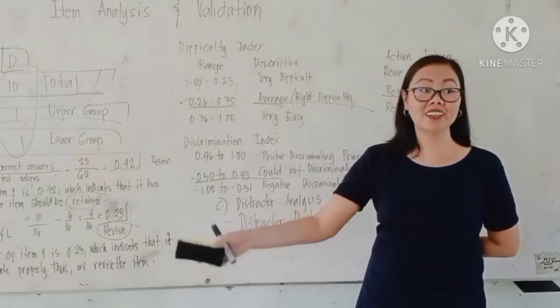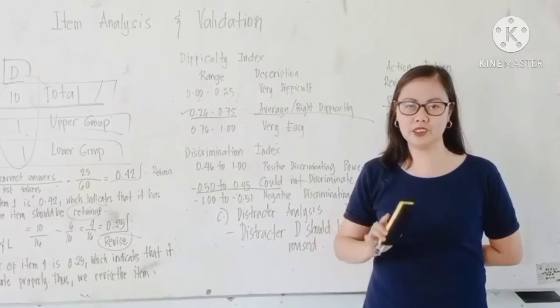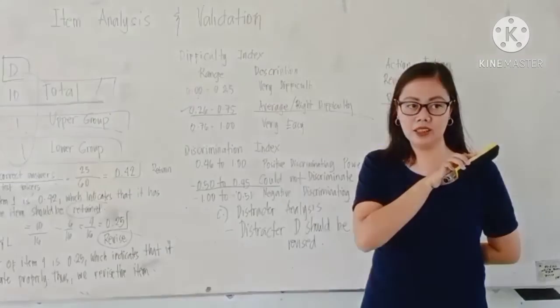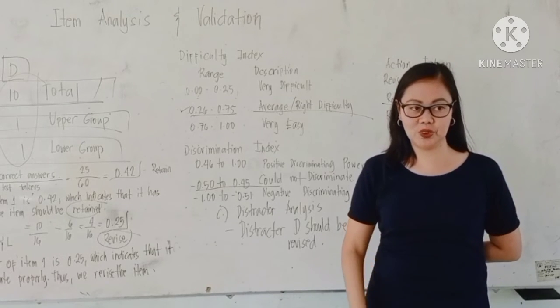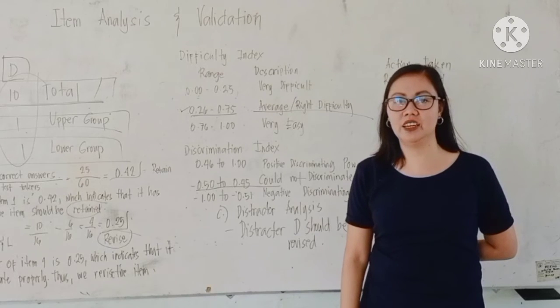Katanggap-tanggap. Kung ako yung nag-aral, pag plausible yung distractor na yun, ibig sabihin na kaya ko talagang i-identify na, hindi ito yung tama. Hindi talaga ito yun. Pero nakaka-confuse pa rin siya kahit papaano.